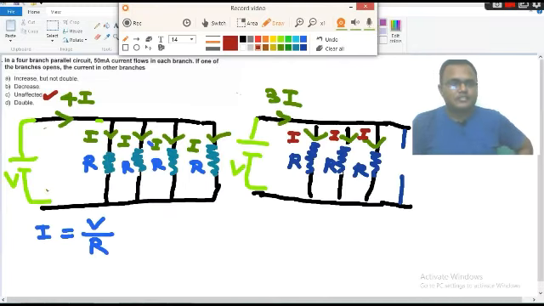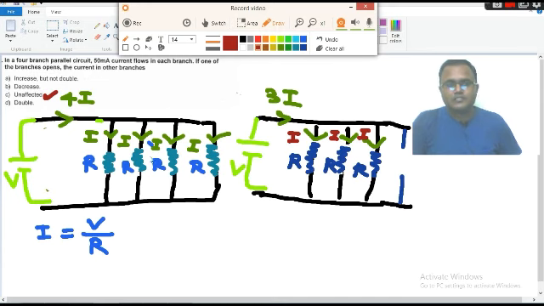Next, the question says that in a 4-branch parallel circuit, 50 milliampere current flows in each branch. If one of the branches opens, what happens to the current in the other branches? See here, this is case 1. Each resistor is R, and the current flowing in each resistor is I, where the value of I is 50 milliampere. So the net input current is 4I, because I plus I plus I plus I by KCL, the input current through this junction is 4I.